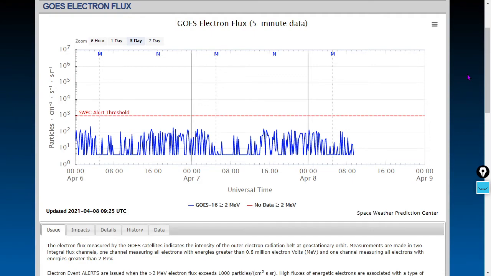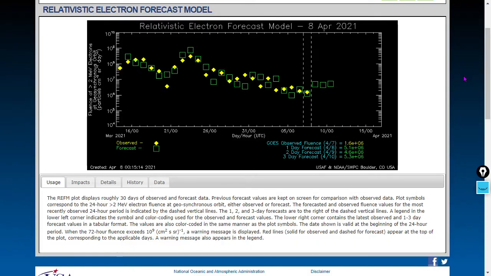No surprise there, we see a coronal hole wind stream happening. Here's the forecast. We're expecting an uptick, and I would expect a little higher uptick than what this forecast has, I'll say, there. The green boxes are the forecast, and the yellow diamonds are the observation.